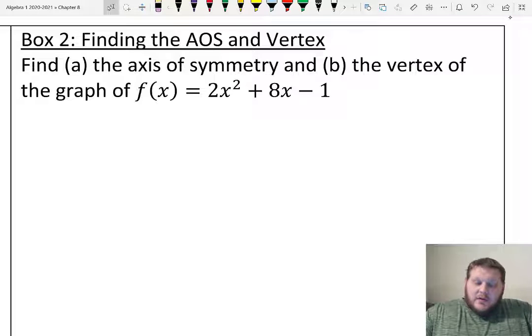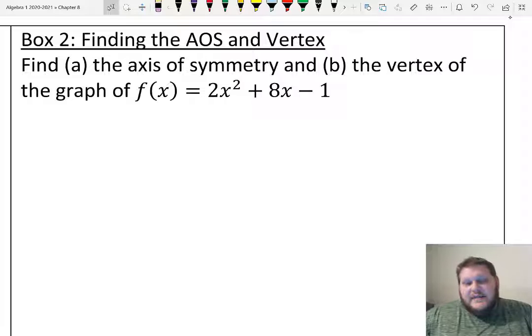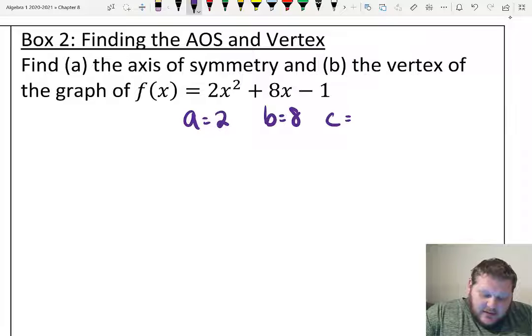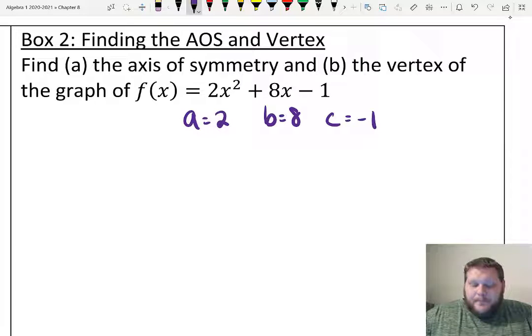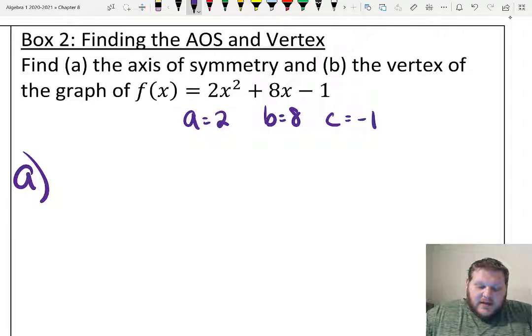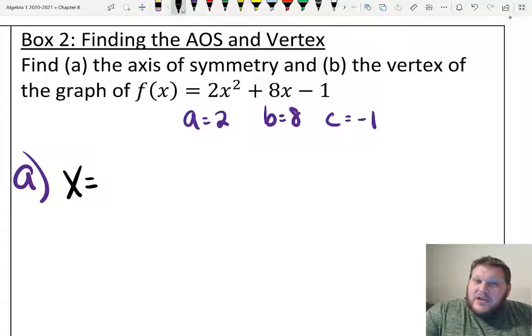For box 2, we're looking at the equation f of x equals 2x squared plus 8x minus 1. So in this case, my a is 2, my b is 8, and my c is negative 1. For part A, they're asking us to find the AOS, the axis of symmetry. And remember our formula, which you'll have on a cheat sheet when you get to the quiz or the test this chapter.